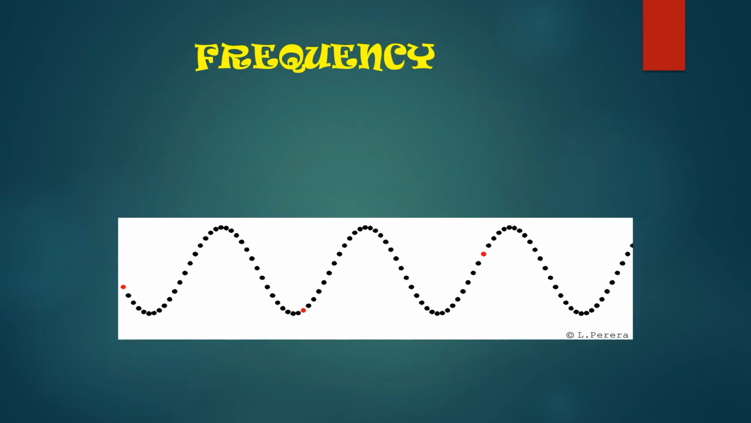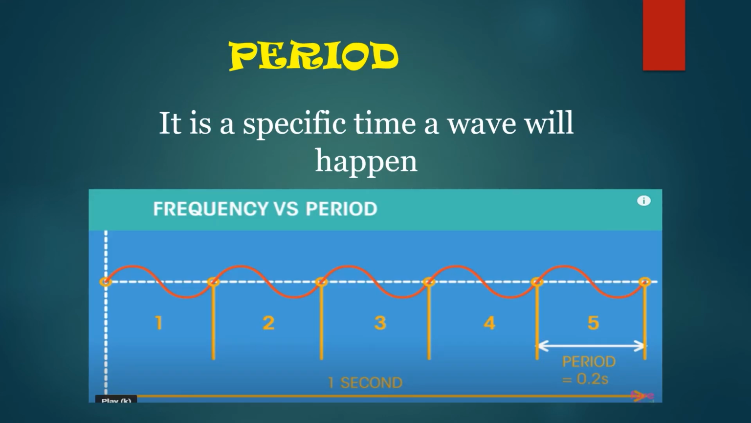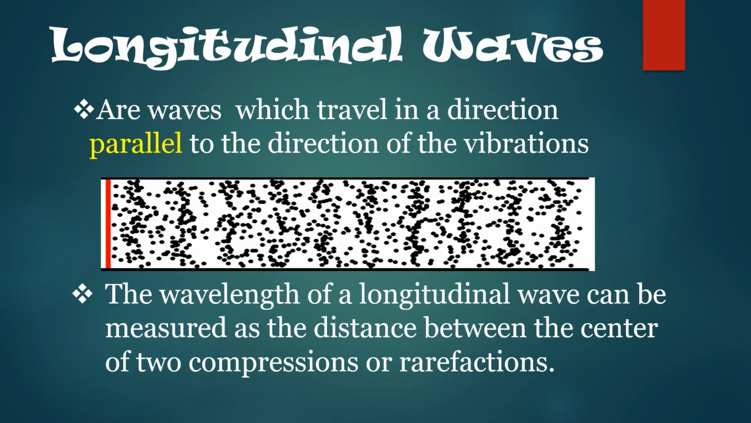Next part is frequency, the number of waves in a given time. Last but not the least, the period. It is a specific time a wave will happen.